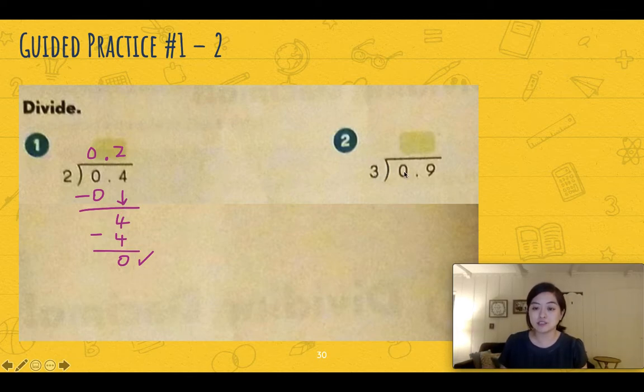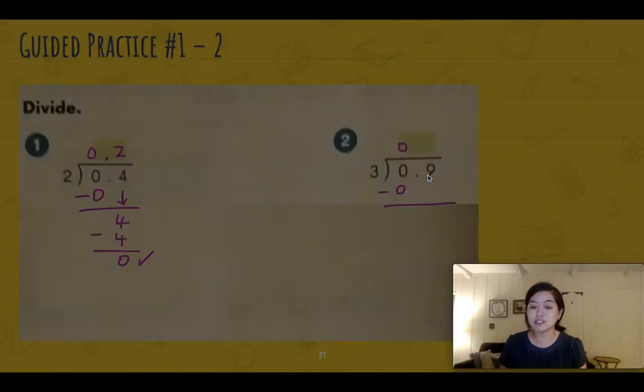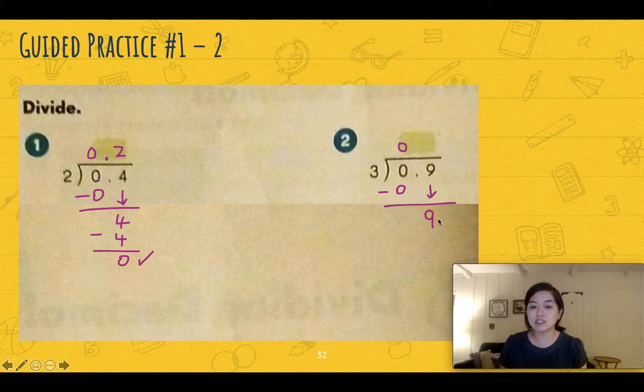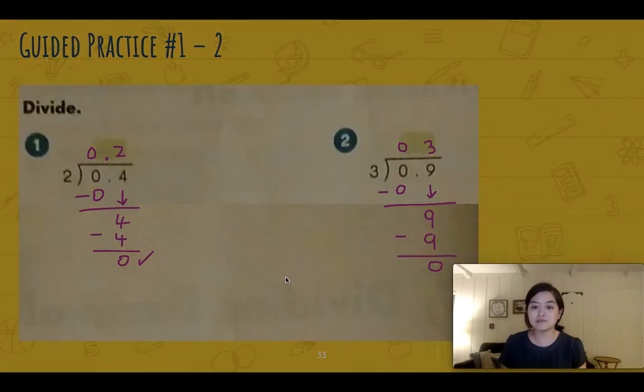Let's look here. 3 times what gets you 0? It's 0. 3 times 0 is 0. So let's subtract 0 from 0, and I get 0. So let's drop the 9. 3 times what gets you 9? It's 3. 3 times 3 is 9. So 9 minus 9 is 0, but I'm not done yet because I have to put my decimal point in the same spot, right here. So 0.9 divided by 3 is 0.3.